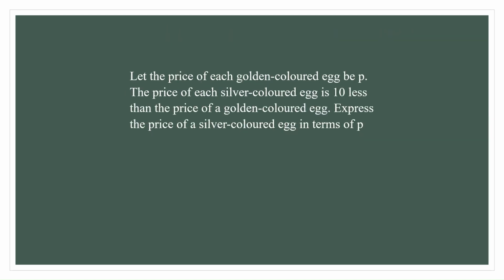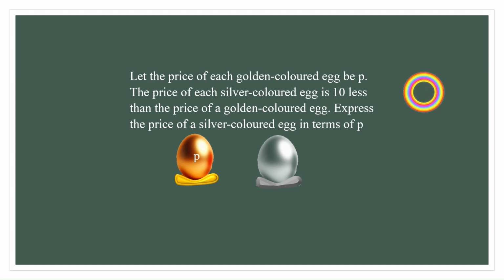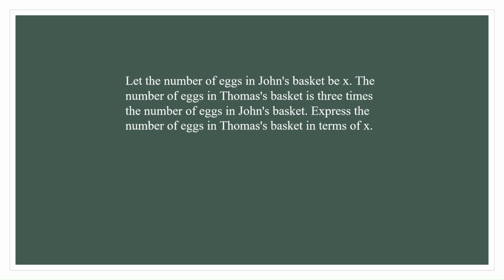Let the price of each golden color egg be P. The price of each silver colored egg is 10 less than the price of a golden colored egg. Express the price of a silver colored egg in terms of P. Yes, the answer is P minus 10. Very good. Now the last question.